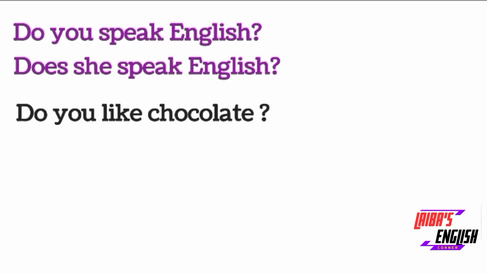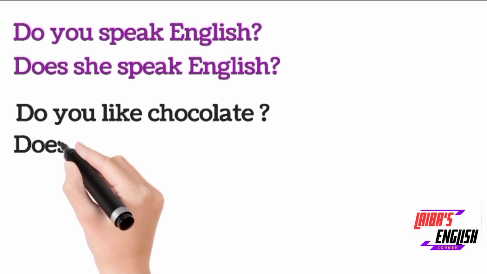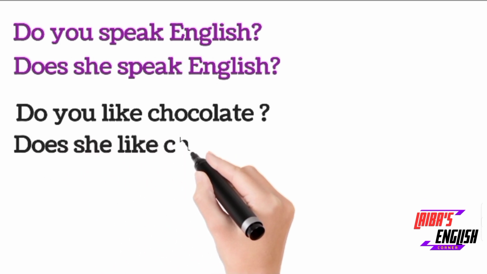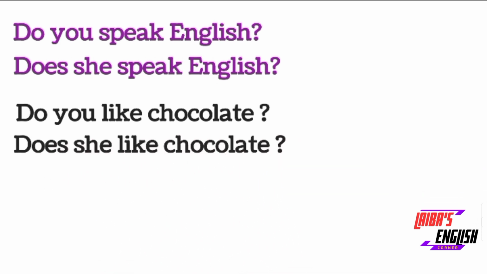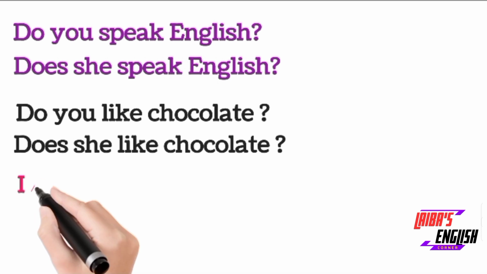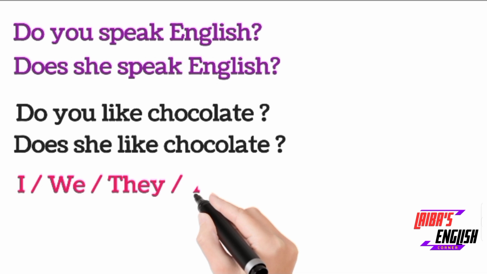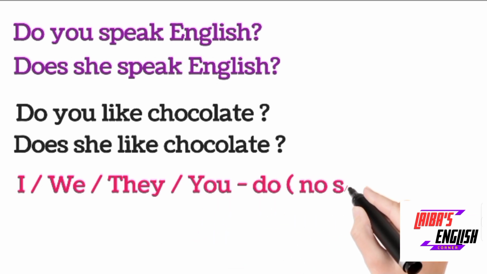Second example is, do you like chocolate? And does she like chocolate? In these two examples, we are having the same concept: whenever there will be I, we, they, you, we are using do, and whenever there will be he, she, it or name, we are using does.